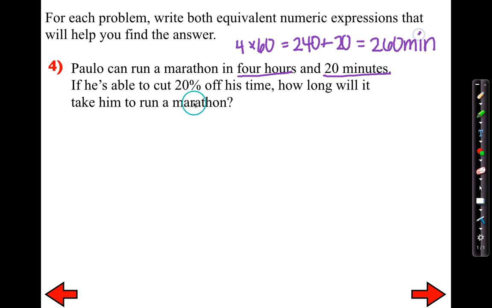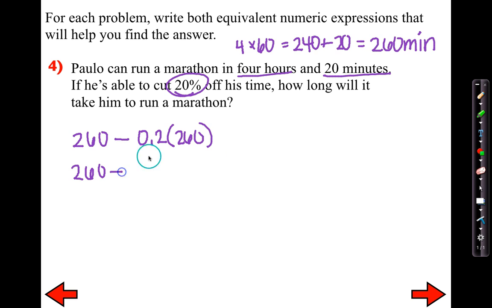So if he's able to cut 20% off of his time, the first option would be to take 260 minutes and subtract 20% of the 260 minutes. So that would be 260 minus.